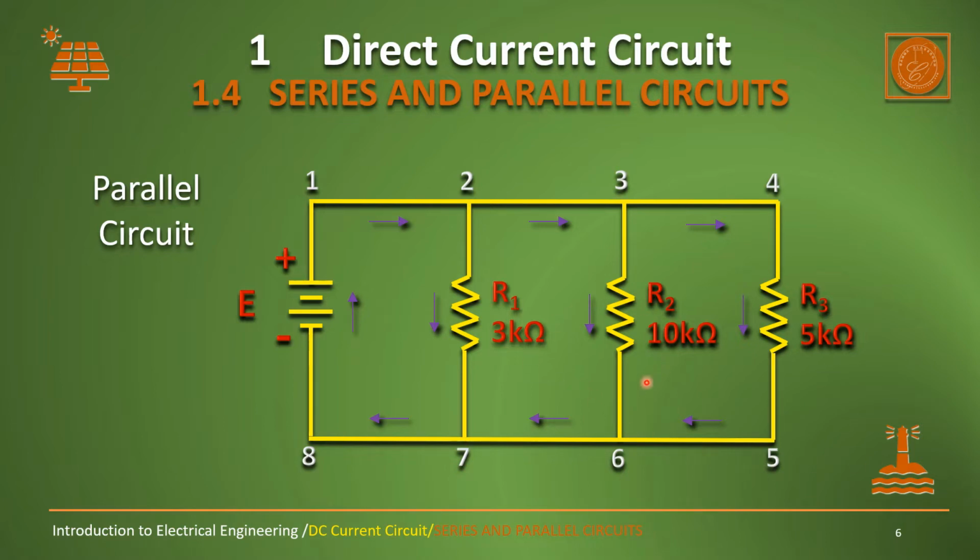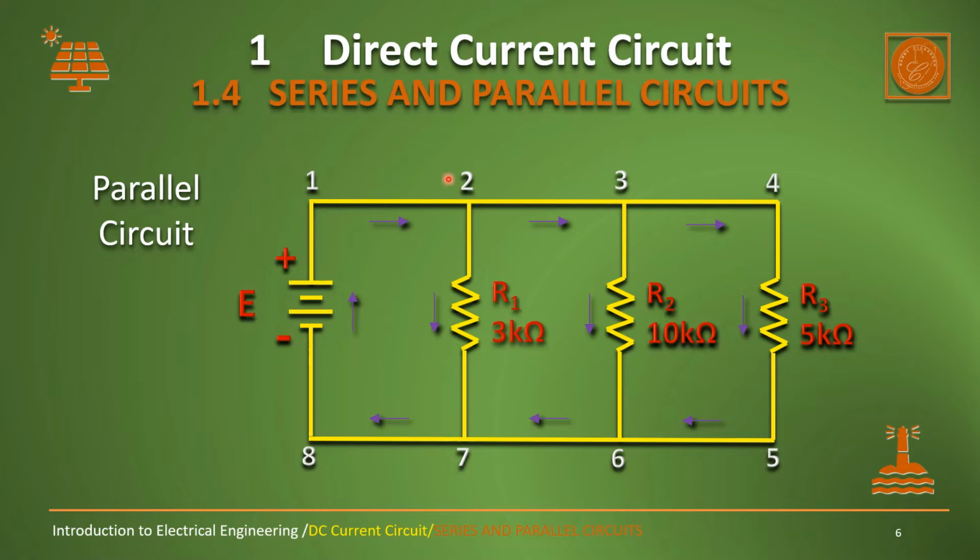Looking at this schematic, we see that points 1, 2, 3, and 4 are all electrically common, and points 5, 6, 7, and 8 are electrically common too. So all resistors as well as the battery are connected between the two sets of points. R1 is connected to 2 and 7. R2 is connected to 3 and 6. R3 is connected to 4 and 5.